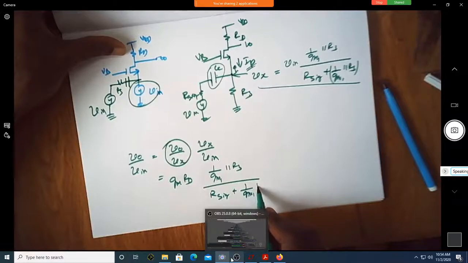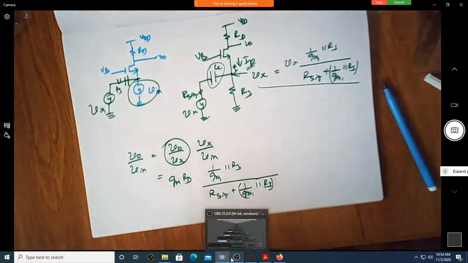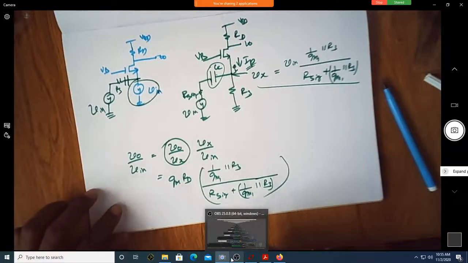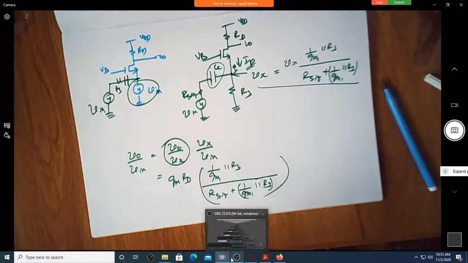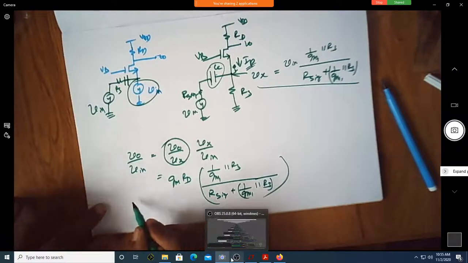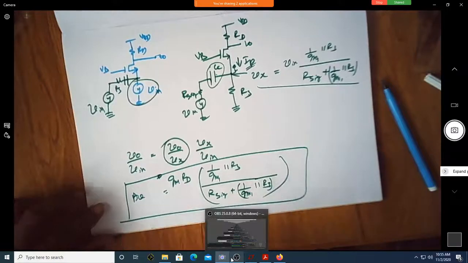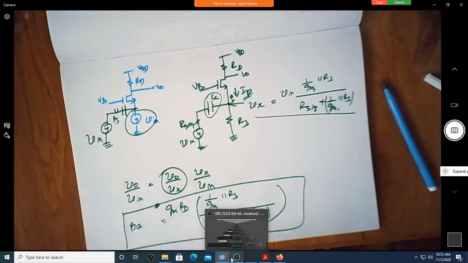Suppose you keep telling this, the people who are not seeing it may go mad, wondering what this sir is telling about. Suppose you look at this, it is so easy. This is Av now, for this practical circuit.